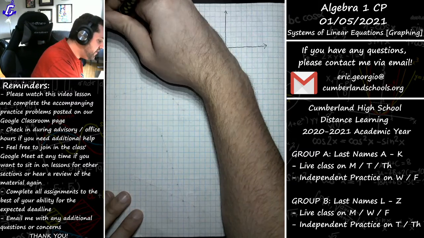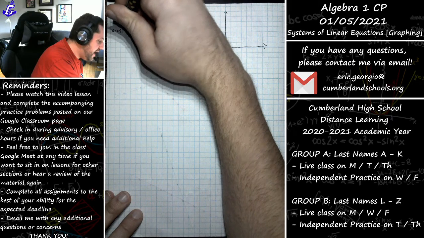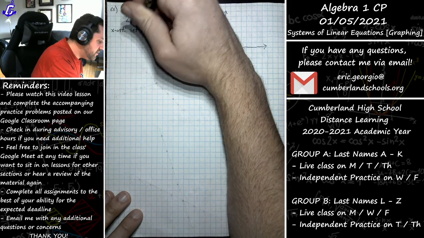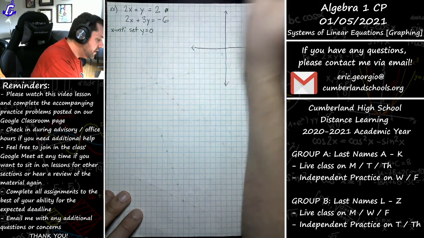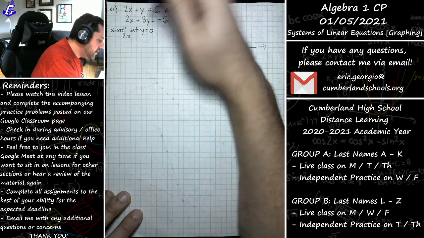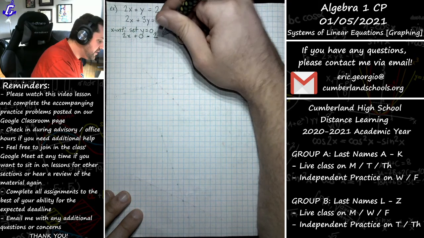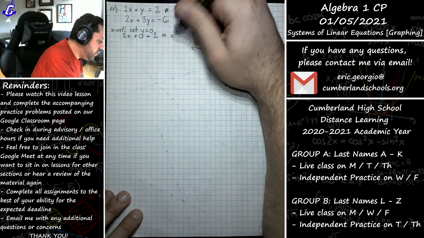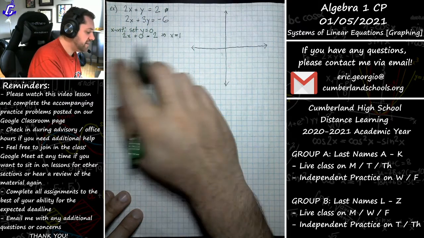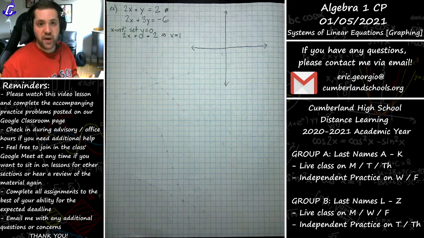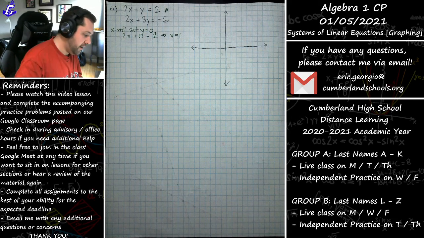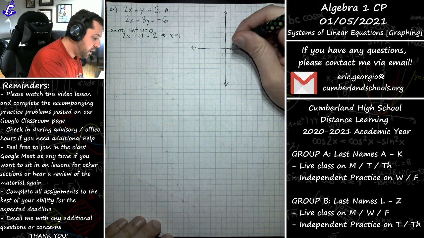If I want to find the x-intercept of the graph, I'm going to set y equal to 0, meaning that 2x plus 0, because y is 0, should equal 2. And obviously from this, we get that x is equal to 1, right? We would get 2x is equal to 2. 2 times what equals 2? X would be 1. So our x-intercept is 1.